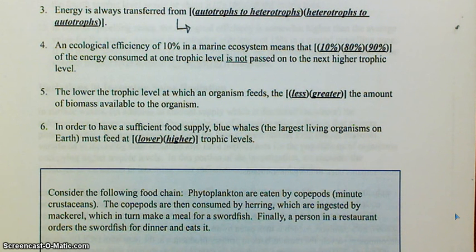And then it says, consider the following food chain. Phytoplankton are eaten by copepods, which are minute crustaceans, small crustaceans. The copepods are then consumed by herring, which are ingested by mackerel, which in turn make a meal for a swordfish, and finally a person in a restaurant orders the swordfish for dinner and eats it. Okay, so we're going to use that to consider some things for the next page. Okay, so keep that food chain in mind and pick up with the next screencast.